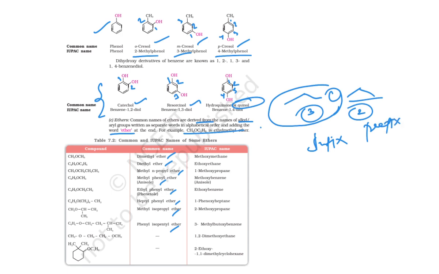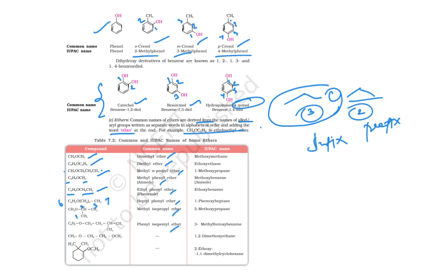Okay, look here, so both are same, right? So methoxy methane, ethoxy ethane. This side 3 carbon, this side 1 carbon, so methoxy propane. This side 1 carbon, this side 6 carbon, so methoxy benzene. One side 6 carbon, another side 2 carbon, so ethoxy benzene. One side 7 carbon, one side 6 carbon, so 1-phenoxy heptane.